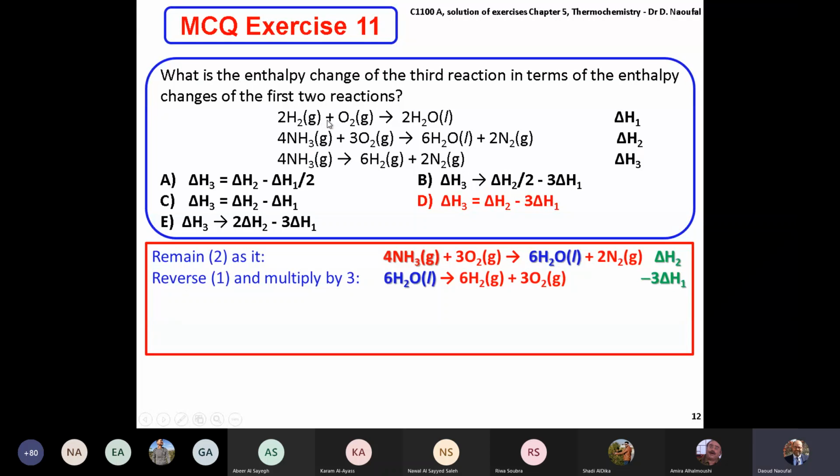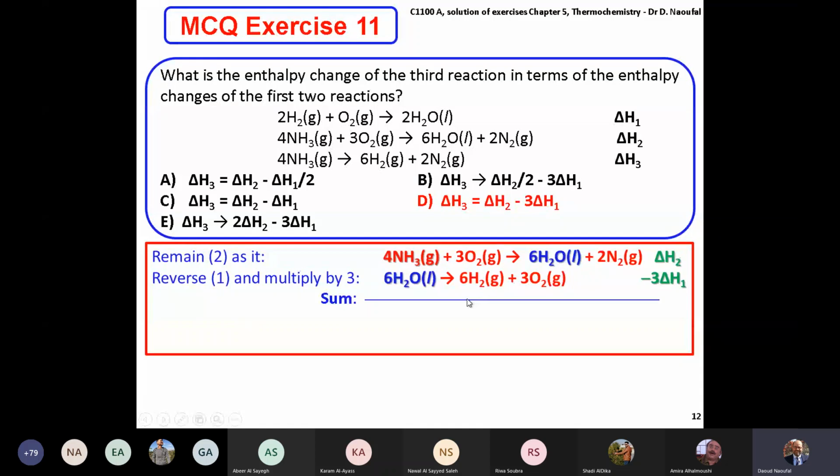So reversing reaction 1, we obtain 2 H2O gas gives 2 H2 gas plus O2, but we need 6 H2O, so we have to multiply by 3. So reverse reaction 1 and multiply by 3. When you reverse, you change the sign of delta H, so minus. And when you multiply by a factor n, you have to multiply delta H by the same factor. So delta H for this reaction is equal to minus 3 delta H1.